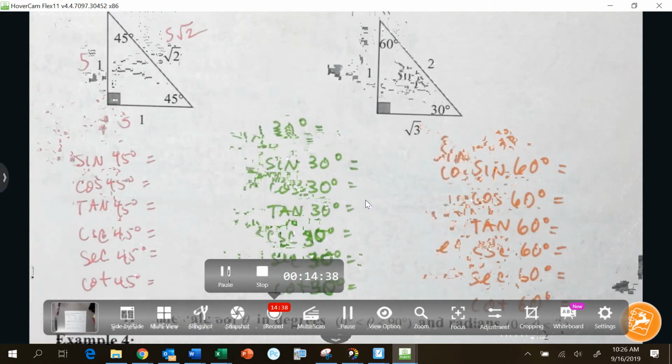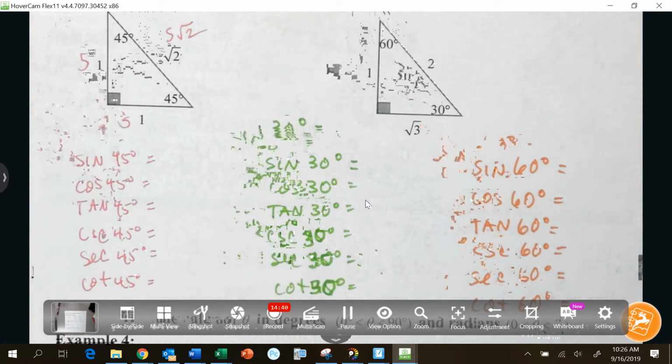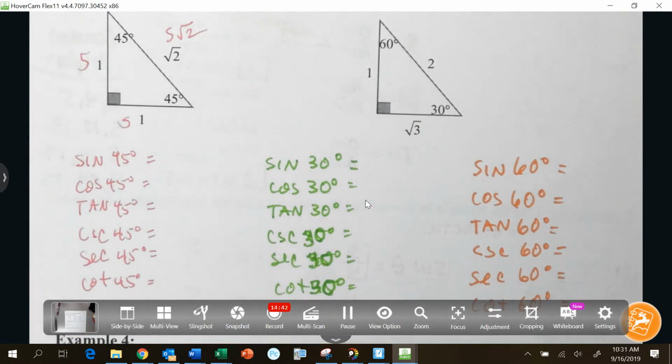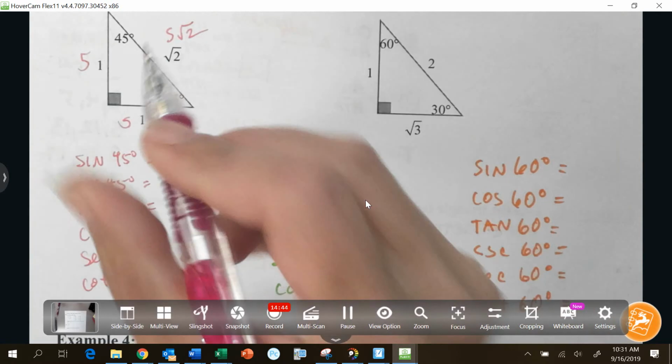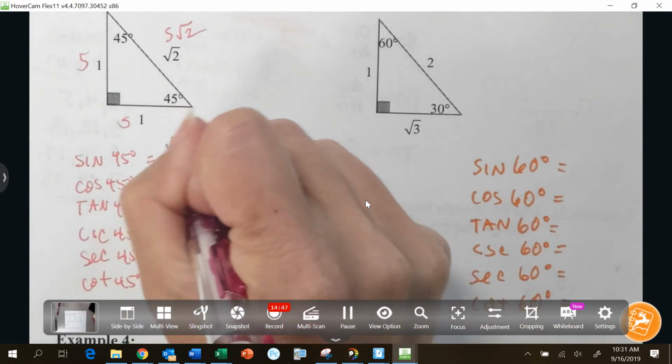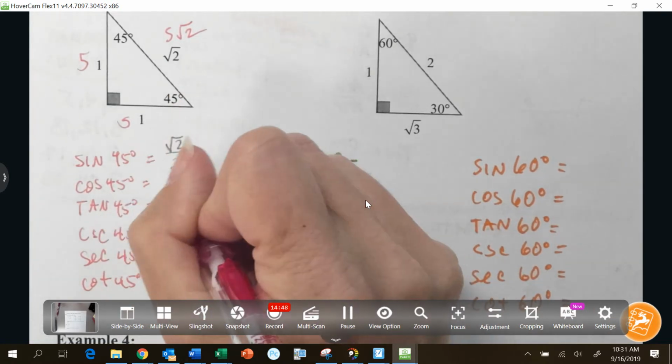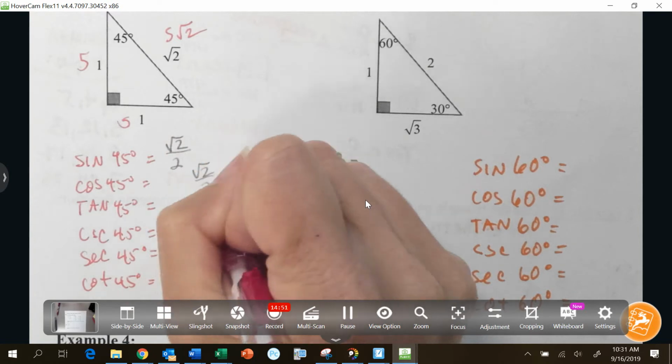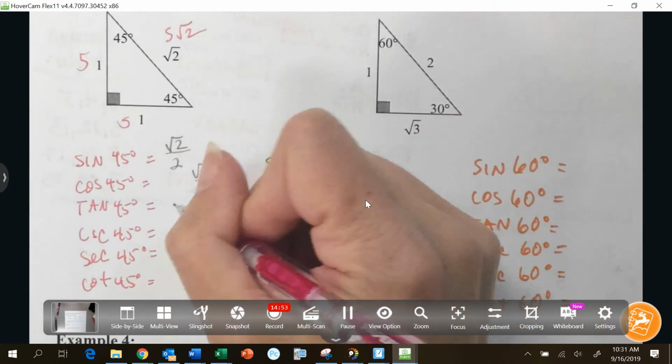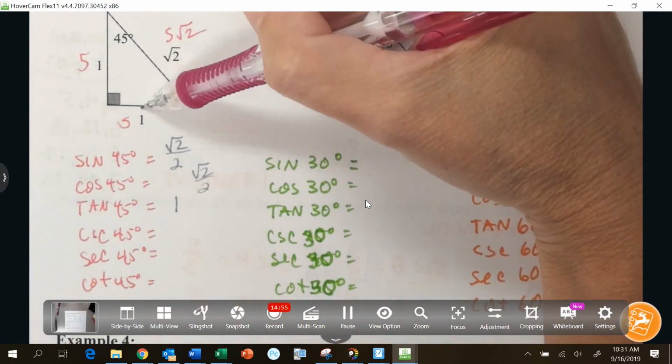Okay, so you guys are going to go through, and we're going to do our SOHCATOA. Sine of 45 degrees should be radical 2 over 2. Cosine of 45 degrees is the exact same answer. Tangent of 45 degrees is 1 because you're putting 1 over 1, which is 1.